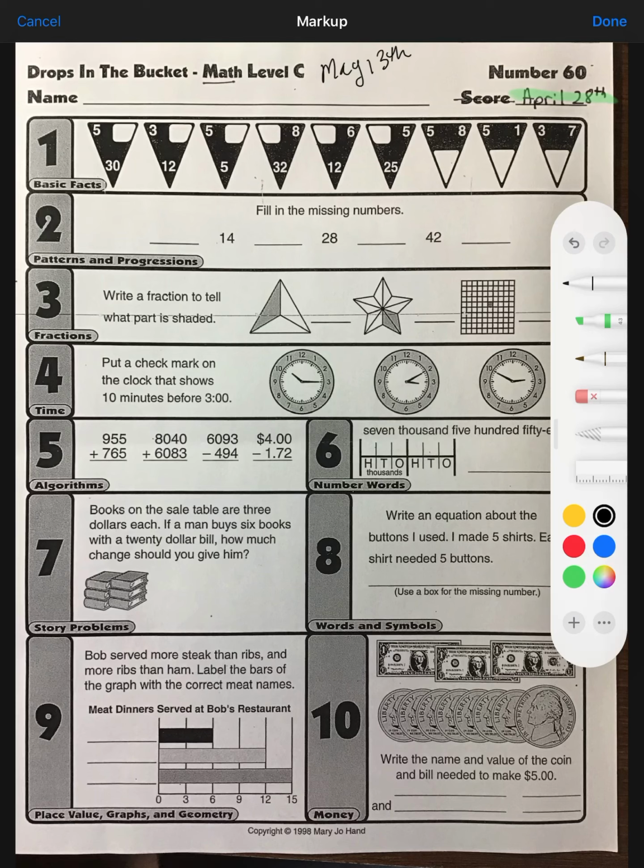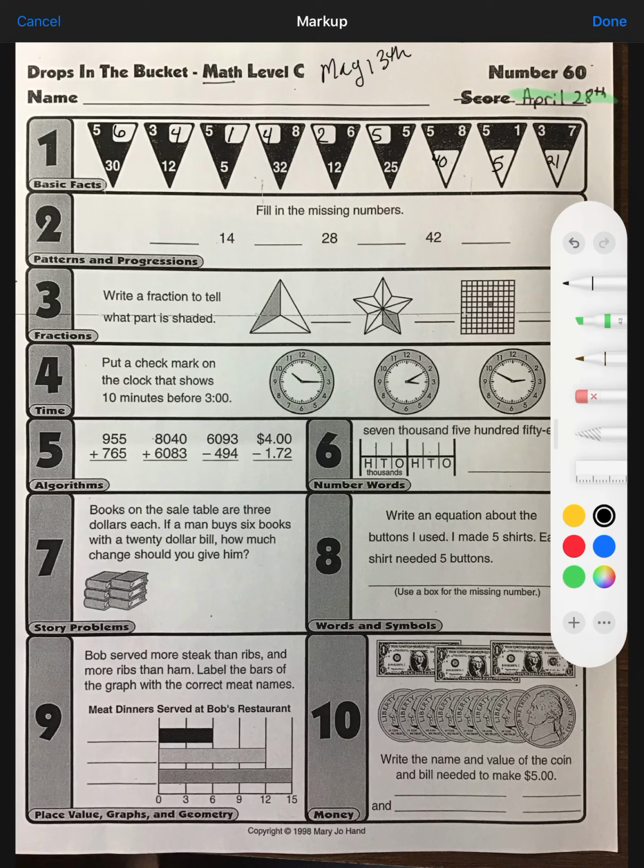So for the math, we're doing our drops in the buckets, and we have these little triangles here, and we have 5 blank 30. So this is going to be multiplication because 5 times 6 is 30. 3 times 4 is 12. 5 times 1 is 5. 4 times 8 is 32. 2 times 6 is 12. 5 times 5 is 25. 5 times 8 is 40. 5 times 1 is 5. 3 times 7 is 21.